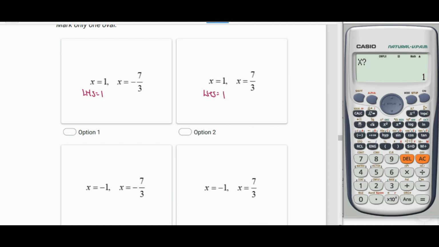Okay, then we calculate for x equals -1. Our left hand side answer is 5. So we still have a number. Calculate for x = -7/3, which gives us 23/3. And lastly, 7/3 gives 5/3.